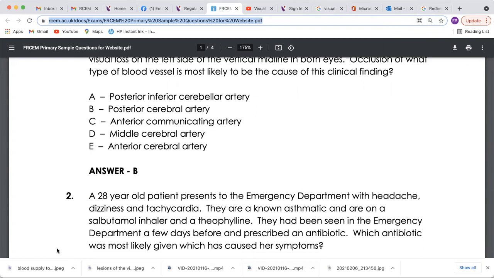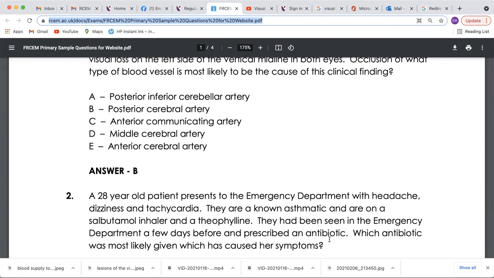A 20-year-old patient presents to the emergency department with headache, dizziness, and tachycardia. They are known asthmatic and are on a salbutamol inhaler and theophylline. They had been seen in the emergency department a few days before and prescribed an antibiotic. Which antibiotic was most likely given, which has caused her symptoms?